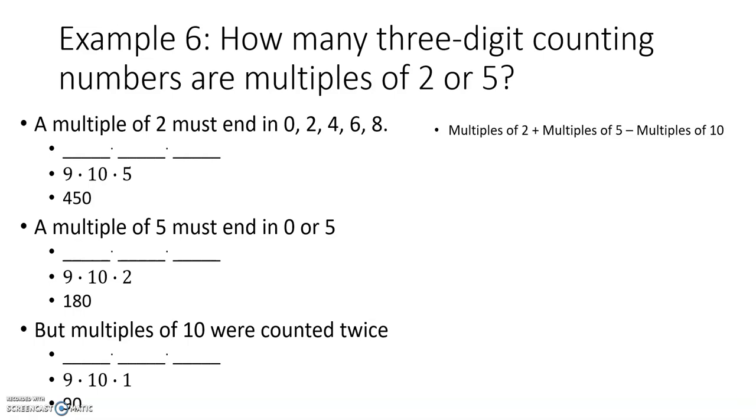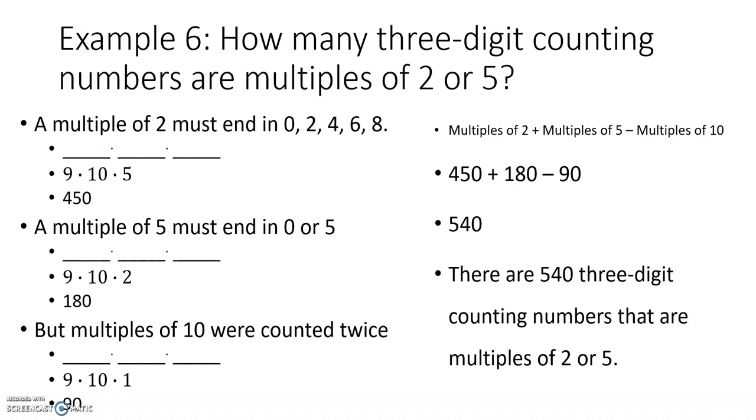So we're going to do multiples of 2 plus multiples of 5 minus multiples of 10. 450 plus 180 minus 90. The answer is 540. There are 540 3-digit counting numbers that are multiples of 2 or 5.